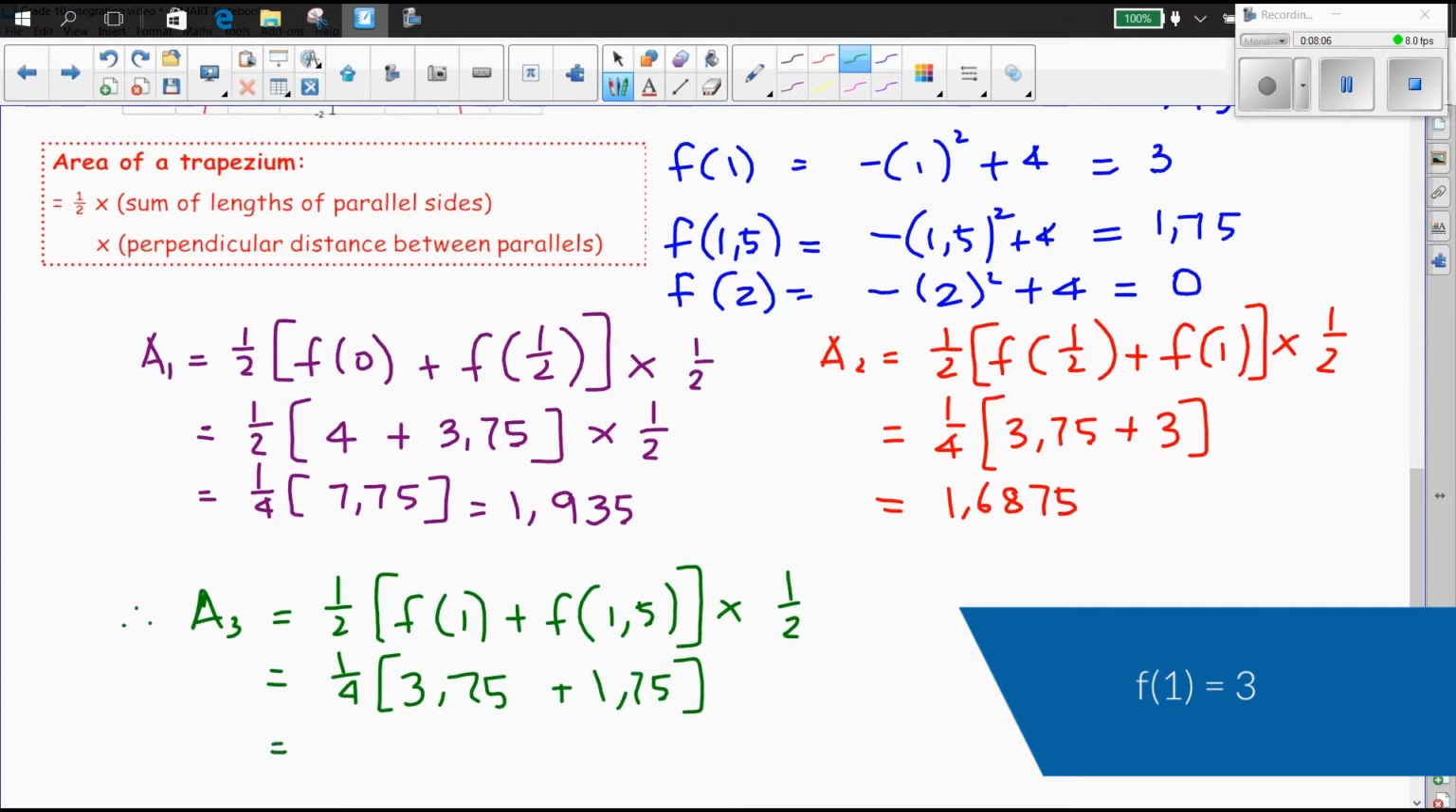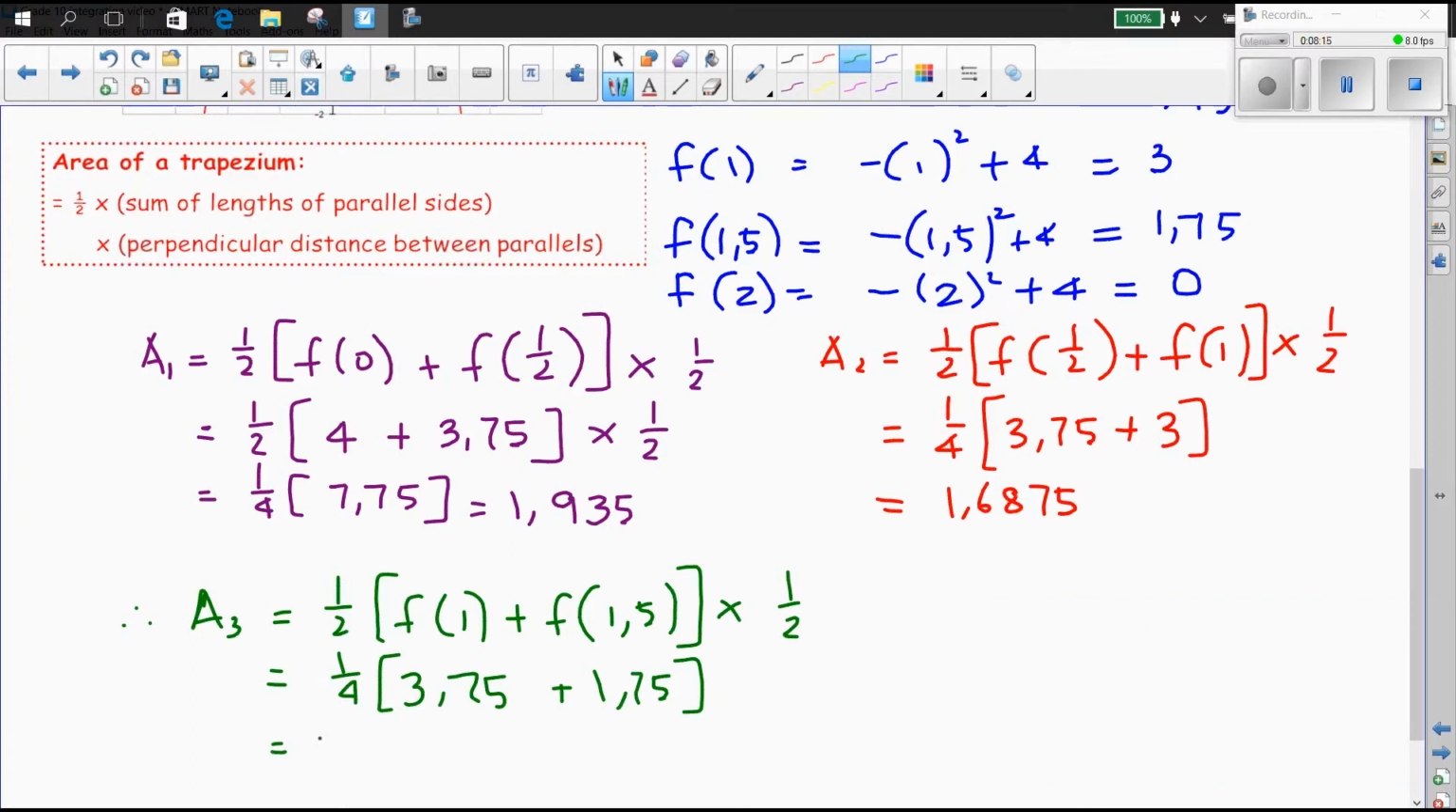And so the area of my third trapezium, because we're doing the trapezoidal method, is 1,1875.